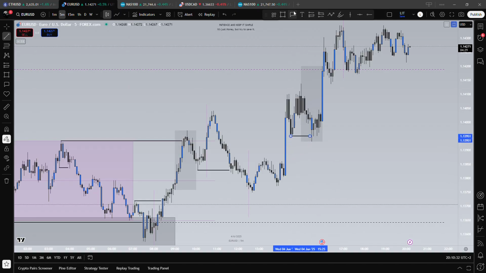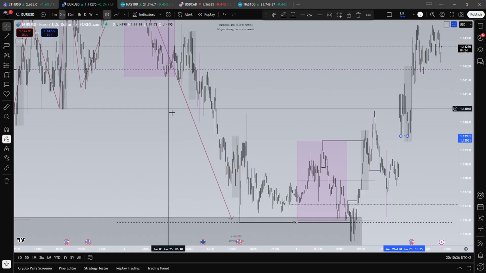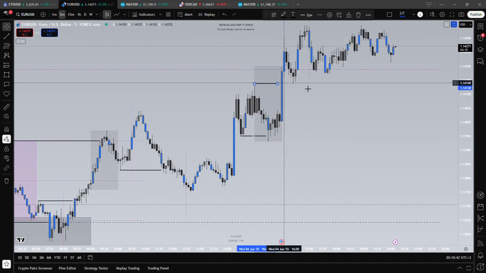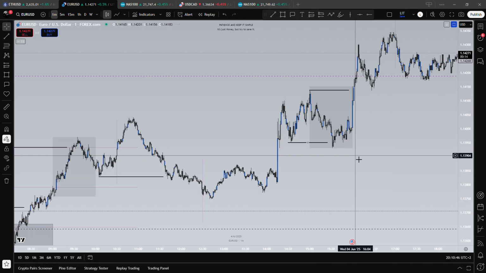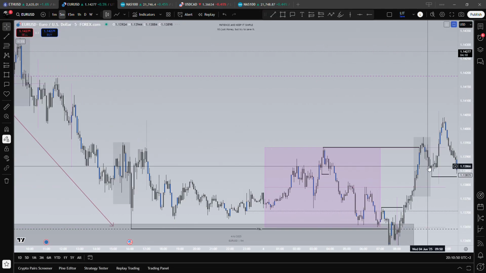Here we had a fake BOS, nothing relevant to the left. So yeah, a buy was possible here, but no confirmation at all. Just a break here and mitigation, and boom, on M1.